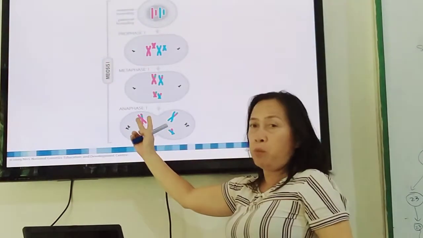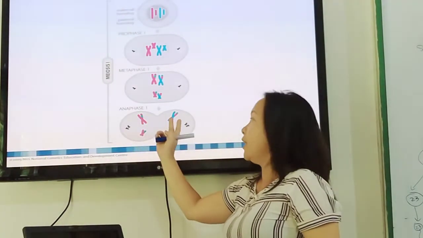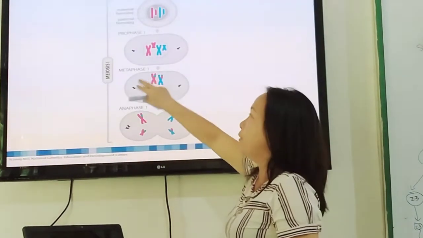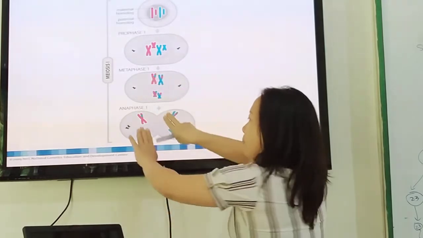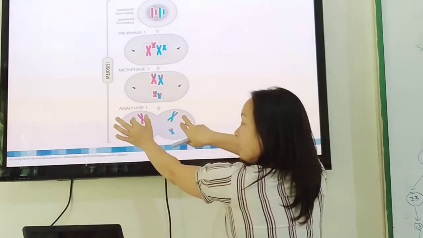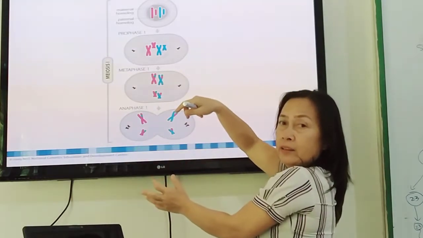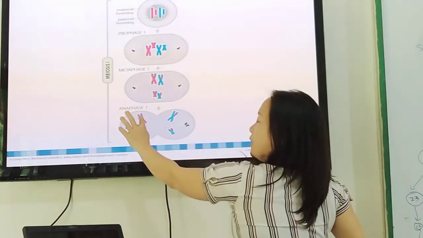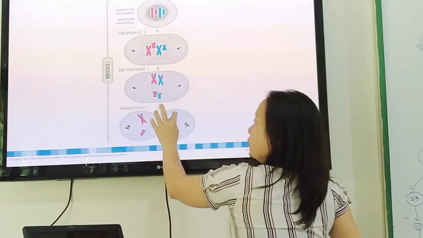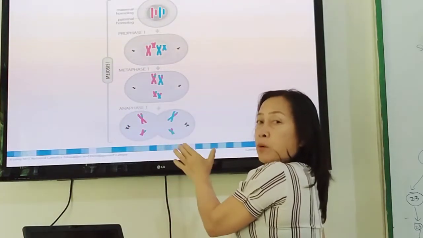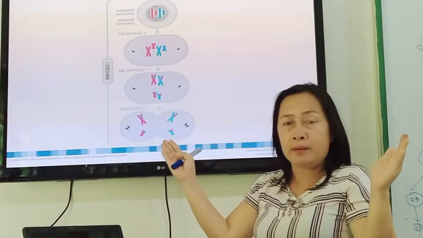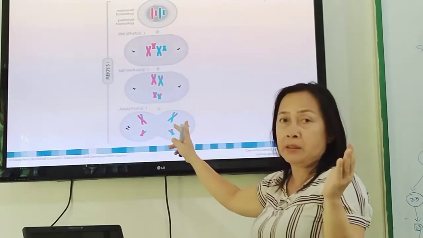Pag-separate nila, still double-stranded. Kani double-stranded pod. Pero say, if this is 46, pag-separate ani karon 23 chromosomes but still double-stranded. So, duha ka strands. Kani sister chromatid, kani sister chromatid. Sister chromatid ani, sister chromatid ana. Still double-stranded. But the homologous chromosomes separate. Nagbaybay na sila sa ilang partner.